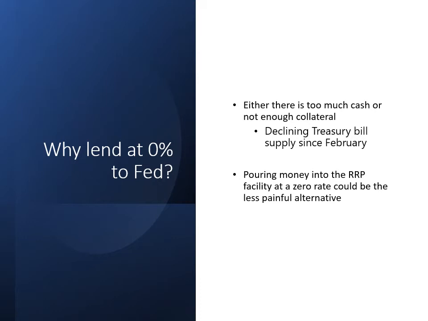And another consideration is that parking the money in the reverse repo at a zero rate could possibly be the less painful alternative. What does that mean? It means that some of the money market funds are already trading below zero, or some of them, even though the rate can still be maintained at 0%, considering the transaction fees and related administrative fees, the actual return is zero or below. So parking money with the Fed can actually be the less painful alternative for those money market funds.